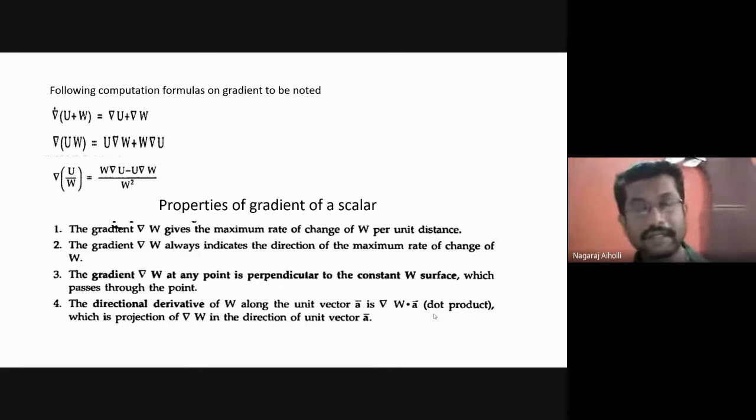Similarly here, del W dot A bar is nothing but the projection of this gradient W on the unit vector A bar. This is our directional derivative, which is the projection of del W in the direction of unit vector A bar. Okay, I hope you all are following here, students. Okay, fine.